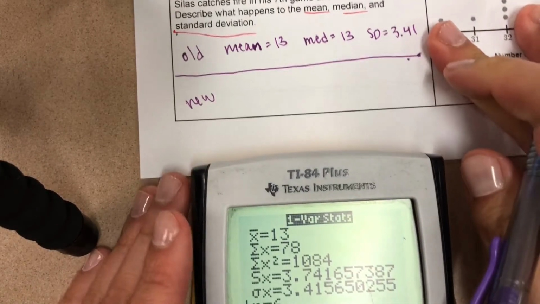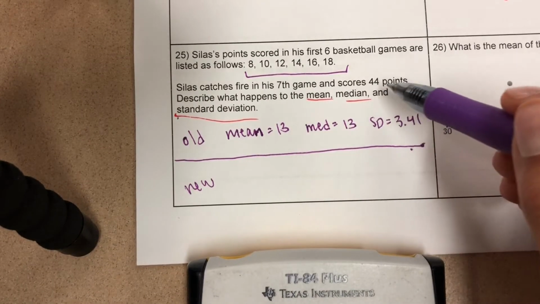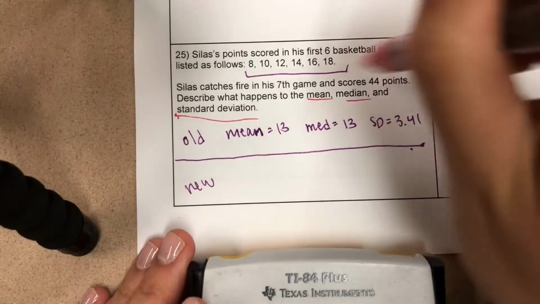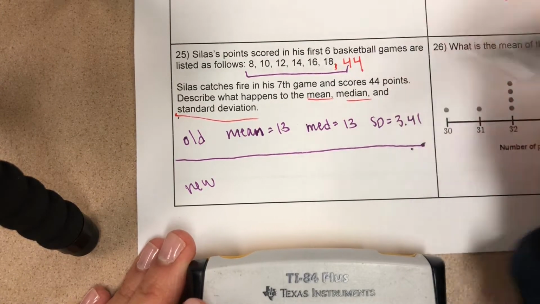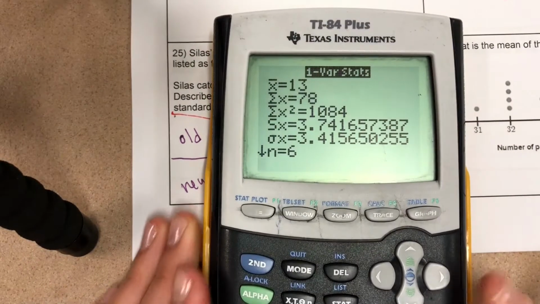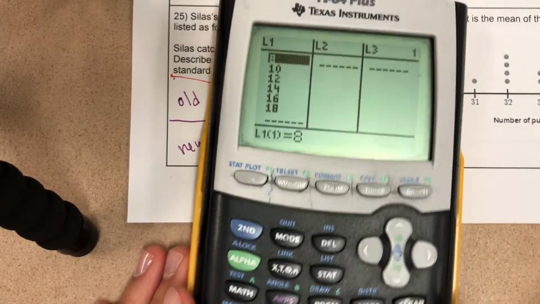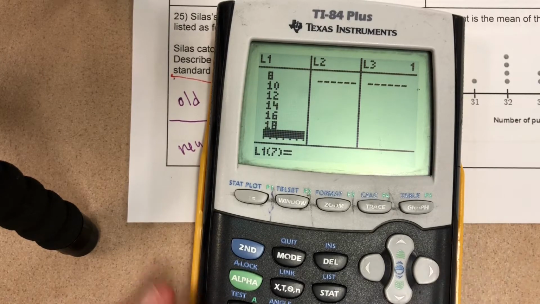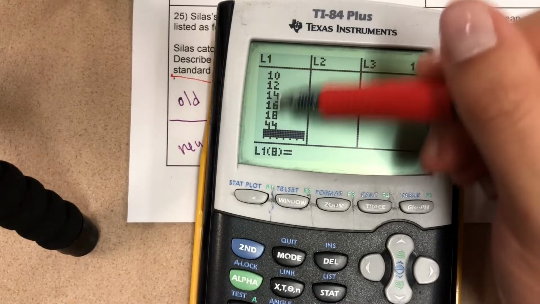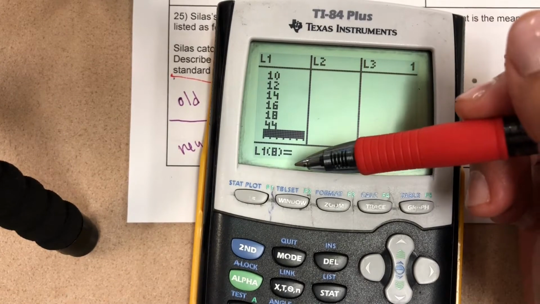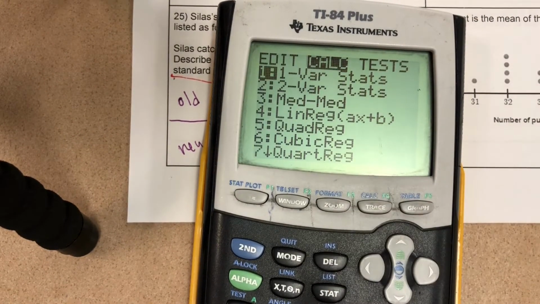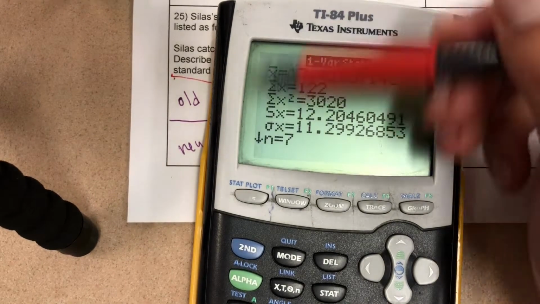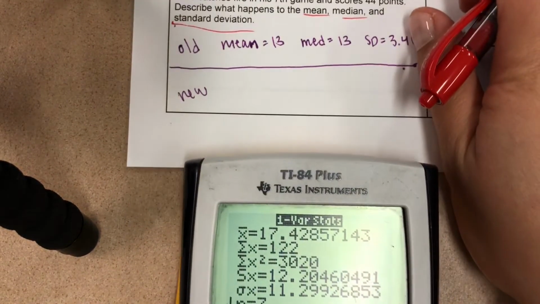Okay, but now he has new values because he catches fire in his 7th game and scores 44 points. So now instead of having just these 6 basketball games, he adds a 7th game of 44. I have my list, I go back to stat, edit, and now I'm going to add 44, which you can tell is really different from the other numbers he scored in his 6 prior games. I go back to stat, back to calc, and back to 1. I hit these, and now all my numbers have changed, so I just want to compare them.